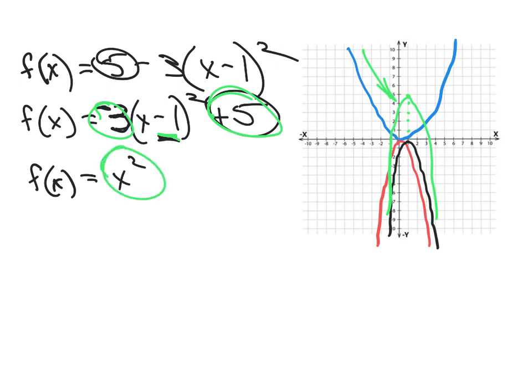So if we start with this, it's pretty easy because we just look at what's being done to the x squared. 1 is subtracted, -3 is multiplied, 5 is added. So we just follow the rules there and we're good to go. So that's it for 3.9b.